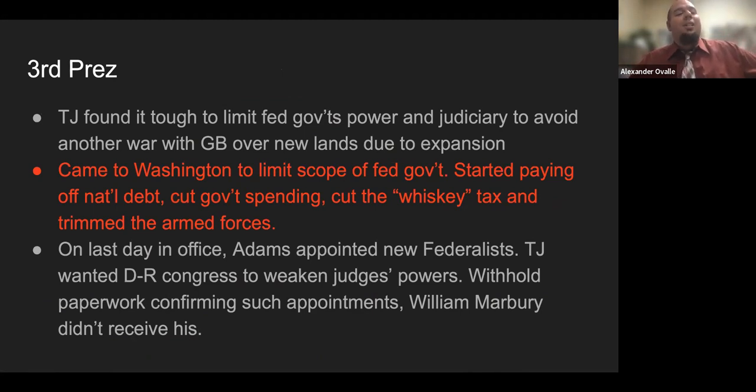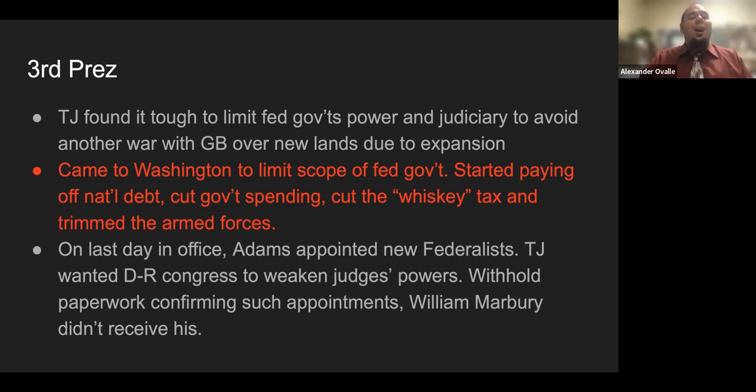He came to Washington, D.C. to limit the scope of the federal government. That's what the Democrat Republicans wanted. So they started paying off the national debt, cut government spending, cut the whiskey tax, and trim the armed forces. Man, can you believe if that happened today?